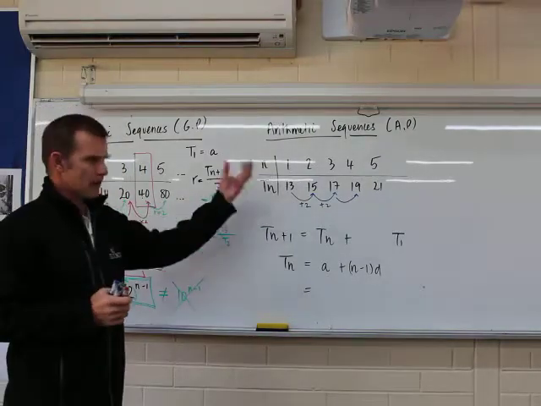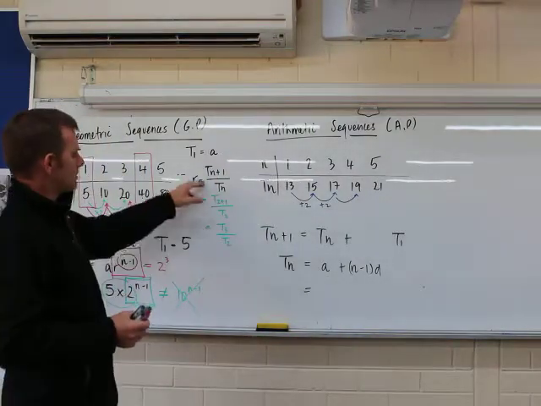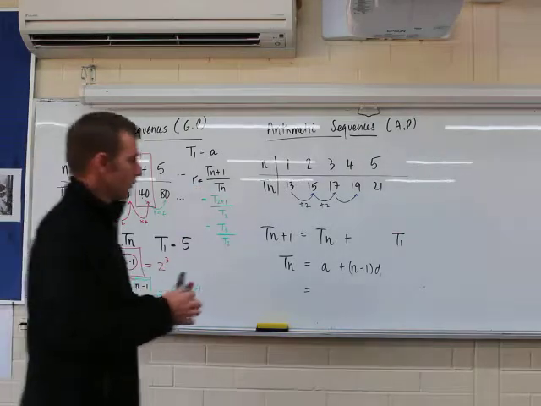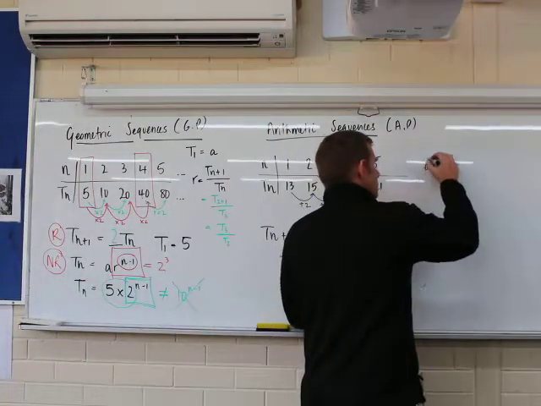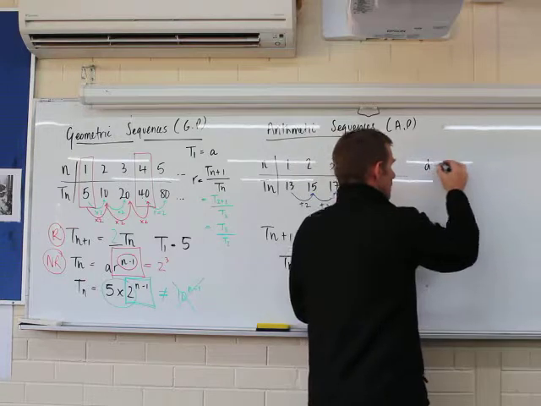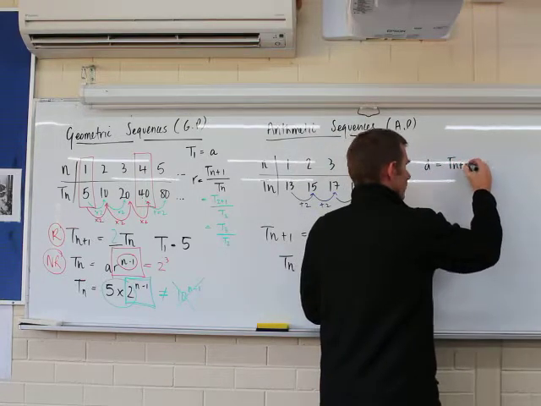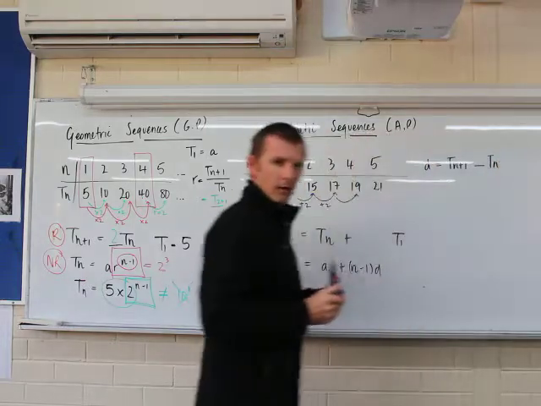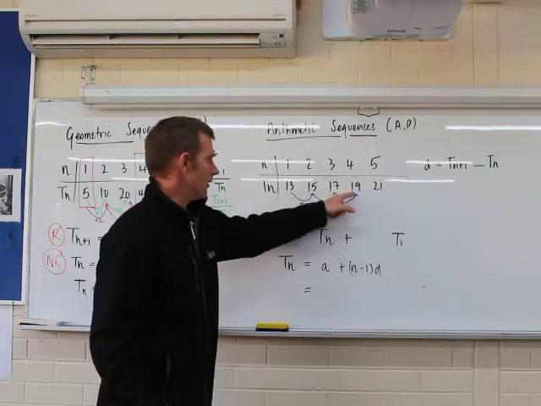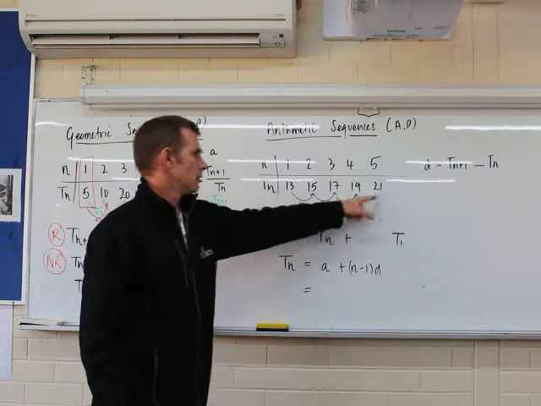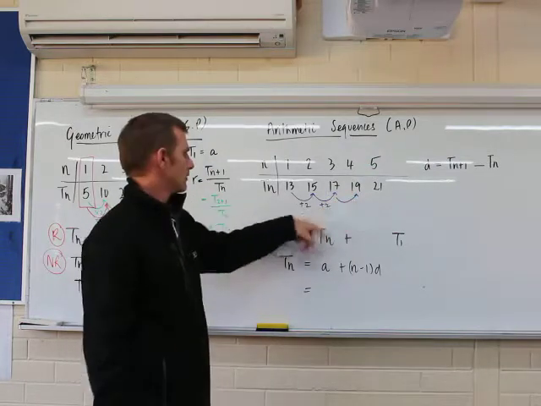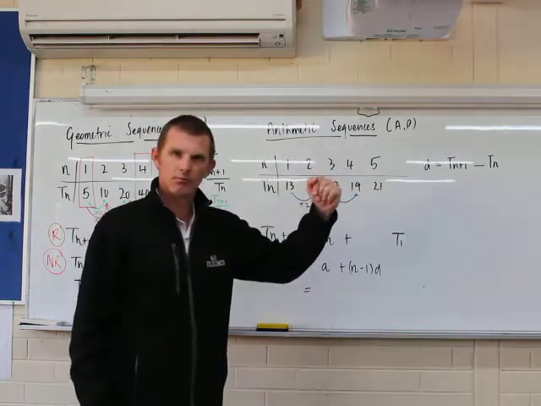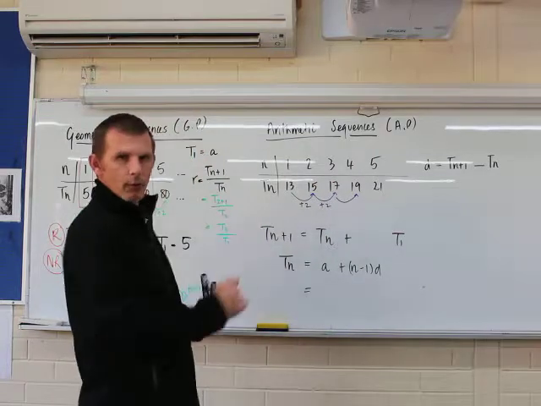How would I work that out if it's not going to jump at me straight away? Well, it's similar to this, but it's a little different. It's that d, the constant difference, equals tn plus 1, the next term, minus tn, the current one. Let's look at it. 19 minus 17, 2. 21 minus 19, 2. 15 minus 13, 2. Easy. So that's what we work out for d.